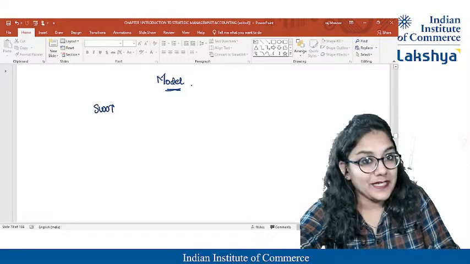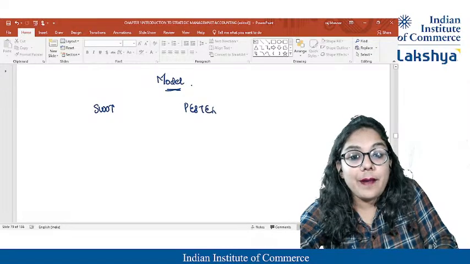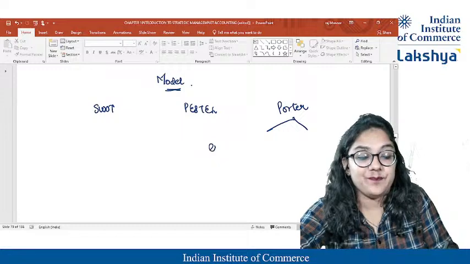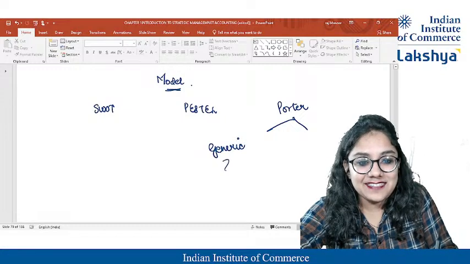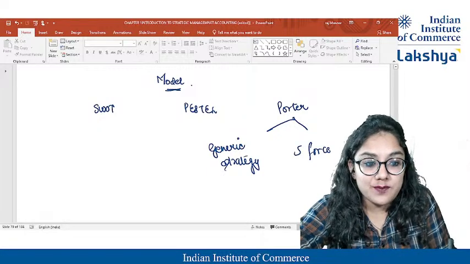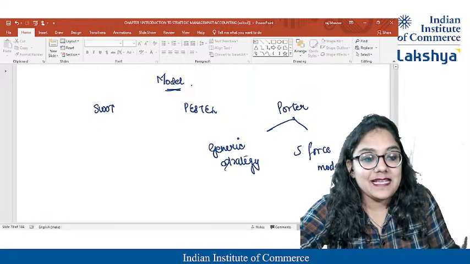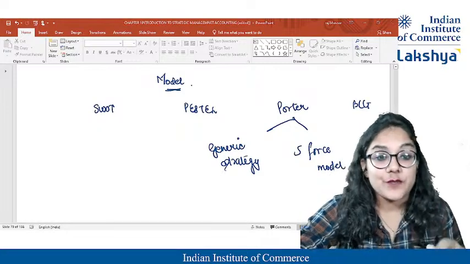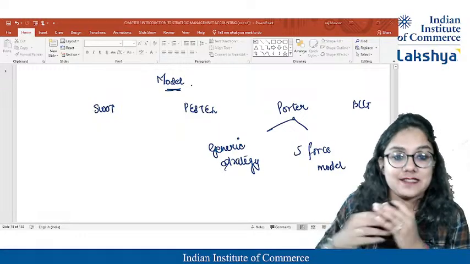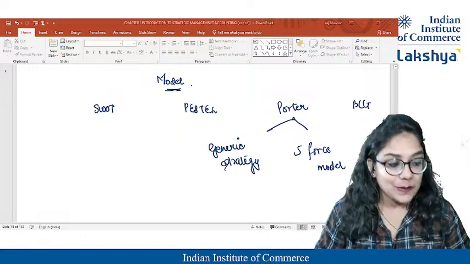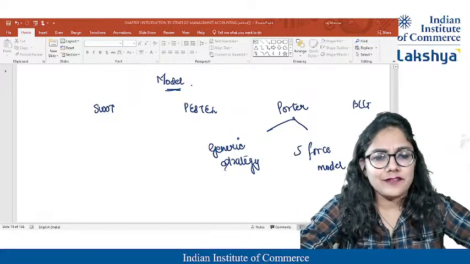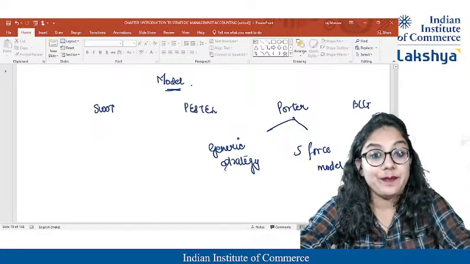Then we have PESTLE analysis, then Porter's generic strategy, and Porter's five forces model, and lastly the BCG matrix. Students, I really want you to not get confused between Porter's generic strategy and the five forces model. Without any further delay, let's start with the models, and in a short span we are going to understand them in the best possible way.